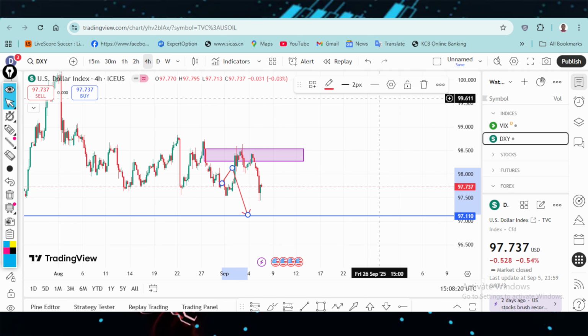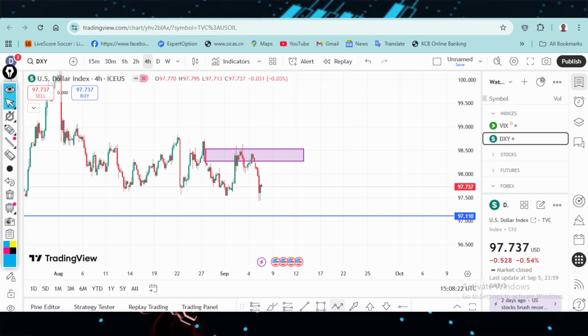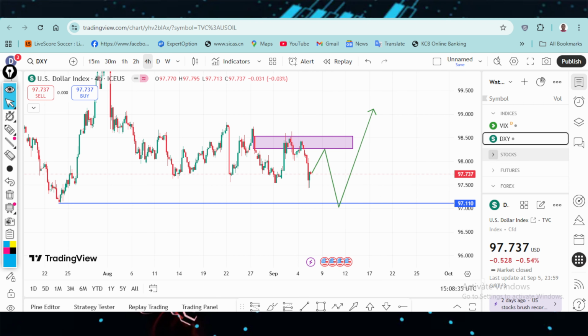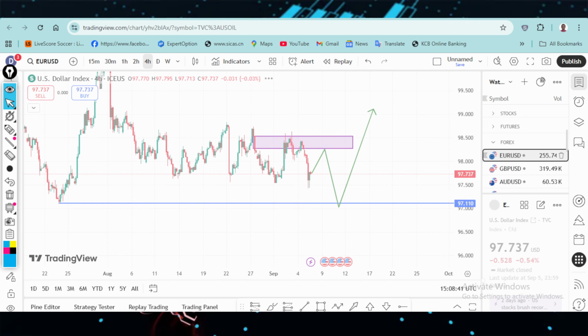Let me take this out to put a new one like this. We're expecting it to go up, then come back here for another move to the upside. That's how the market will move. It has to reach 97.11 and then it moves to the upside.